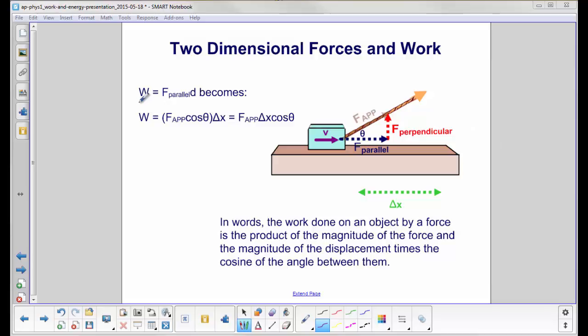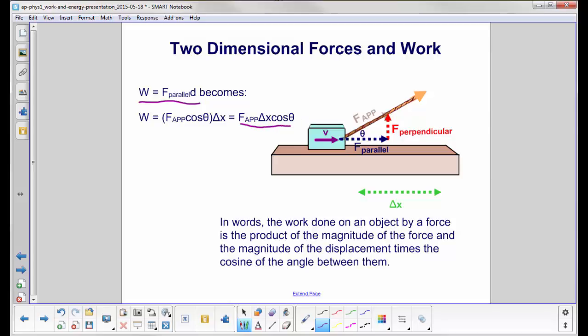Our basic work equation here, work equals F parallel times the displacement, we substitute in for force parallel, which we found is the applied force times cosine theta times the displacement. We just move around the cosine theta here, so we have F app times delta x cosine theta.